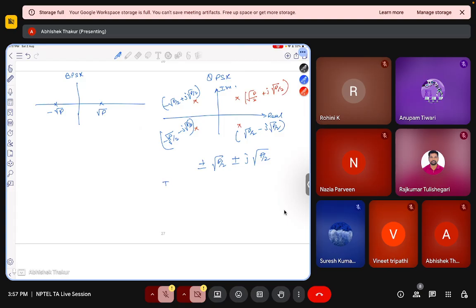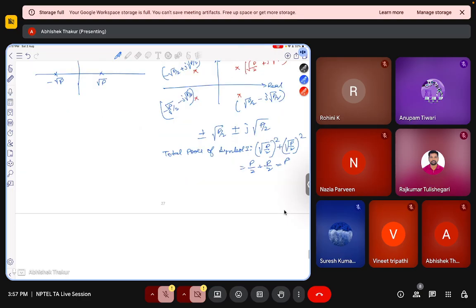So the total power of symbol 1 is equal to square root of P by 2 squared plus square root of P by 2 squared. It will be equal to P by 2 plus P by 2, which is equal to P. Okay, and the noise power is given as sigma square.